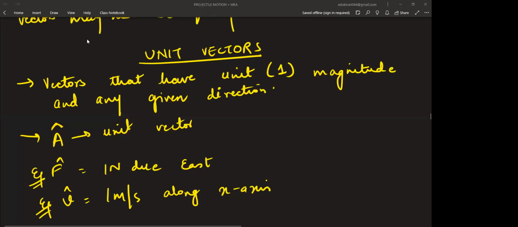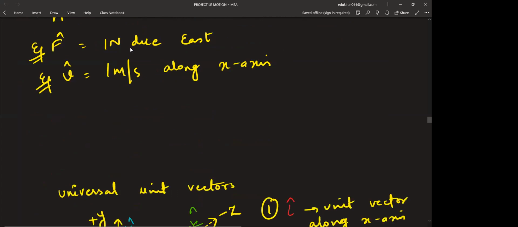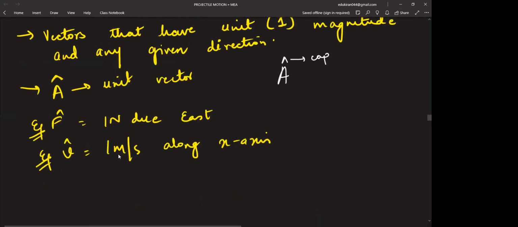See, unit vectors are those vectors that have the magnitude as 1. This is how we represent a vector. You put a cap over the head of the vector. That shows that this is a unit vector. Now, this is how you write the unit vector. Here you can see the force is 1 Newton, magnitude is 1. Velocity is 1 meter per second along x-axis. Magnitude is 1. So these are unit vectors.